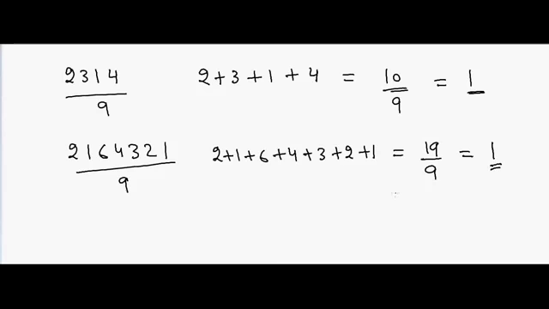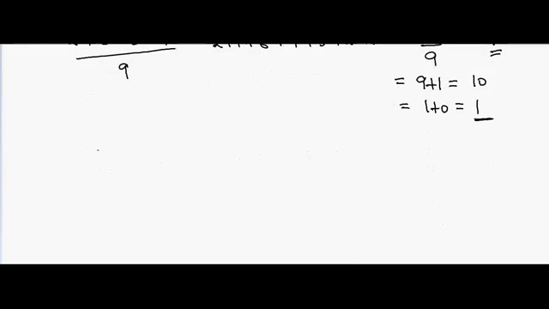Another thing you can also do is add 9 plus 1, that will give you 10, and then add 1 plus 0, that will give you 1. So your remainder will be 1. Another example, a much easier one: if I have 73 and I want to divide by 9, we know that 7 plus 3 is equal to 10, and if I divide it by 9, my remainder will be equal to 1.